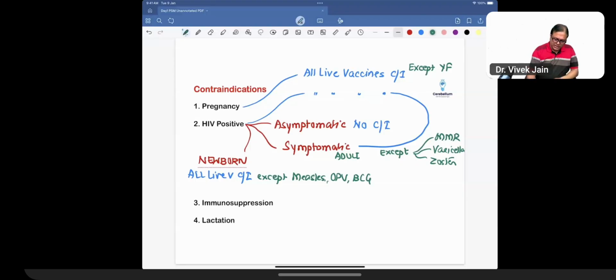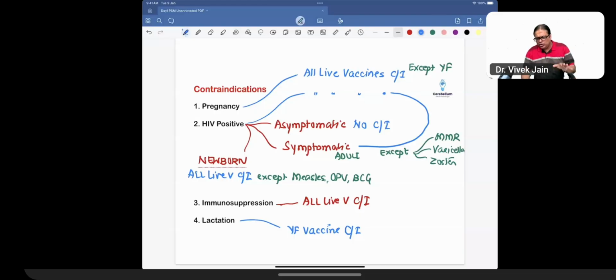Okay. Immunosuppression. Which vaccines are contraindicated? Again, same reason, same answer. All live vaccines are contraindicated. Attenuated virus or bacterium will act like a complete virus or bacterium. Lactation. Which vaccine is contraindicated? Yellow fever vaccine, because it is excreted in breast milk. It may lead to yellow fever in a newborn who already has low immunity.